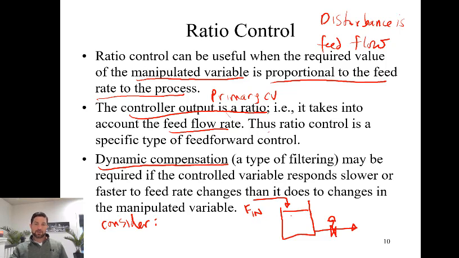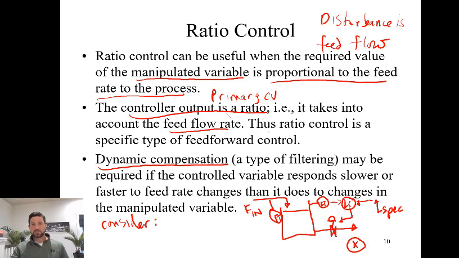We can account for these changes in the feed flow rate before the process is affected by using a ratio controller. Again, feedback: if we're controlling the level, we're going to measure the level and we have a specified value. But if we know that the feed into this process is the primary disturbance, the way we can use ratio control is we can measure this. So we would have an FT. The ratio controller is going to be a ratio.